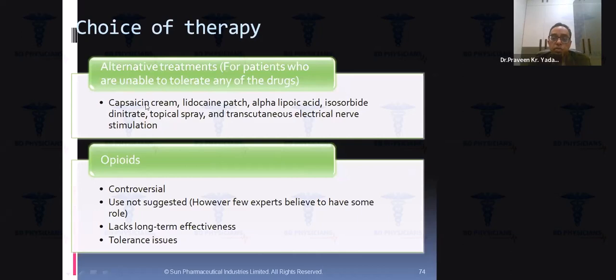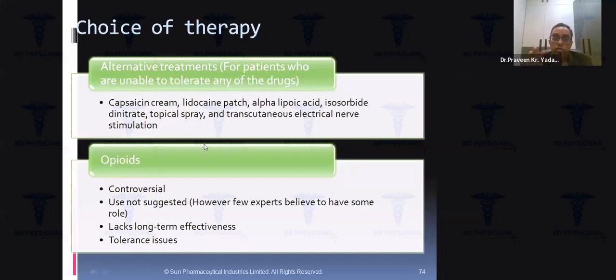Now there are other things which you may add on along with the combination of drugs, like for local pain. Some patients may have local pain which may be in a finger or some localized area. Then you can use a capsaicin cream or a lidocaine patch. Alpha lipoic acid may reduce the pain. There may be topical sprays, and also TENS, that is transcutaneous electrical nerve stimulation, may also be useful for local pain.